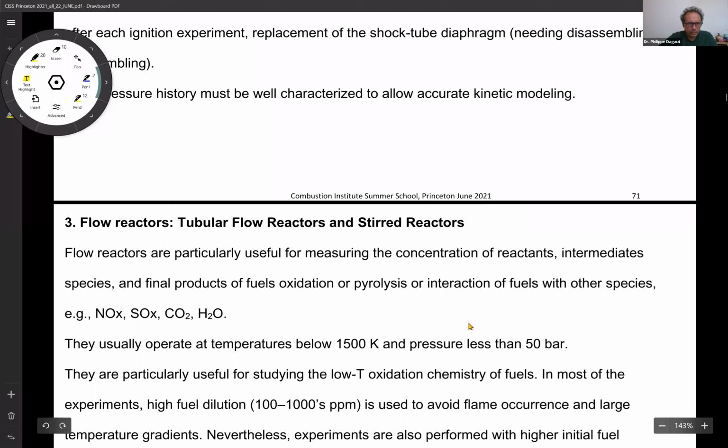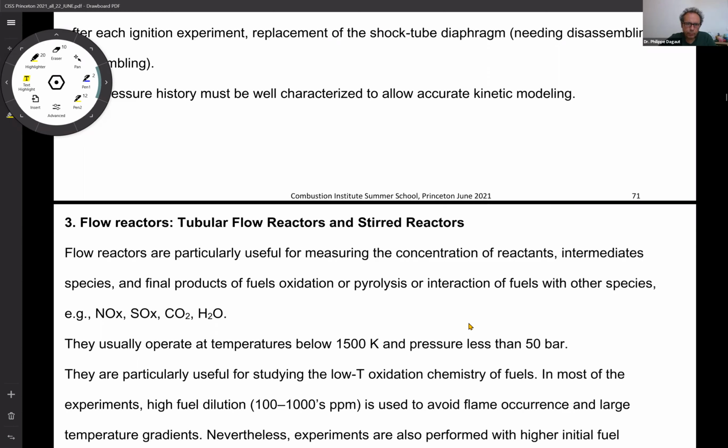Now we have also the possibility to use flow reactors. So then it's not a batch reactor. You are flowing the reactants continuously through the reactor. It can be a tube or it can be a stirred reactor. So flow reactors are particularly useful for measuring the concentration of reactants, intermediate species, and final products of fuel oxidation or pyrolysis, or interaction of fuels with other species, for example, NOx, SOx, dilution by CO2, by water. Nowadays, people are also interested in the interaction with ammonia.